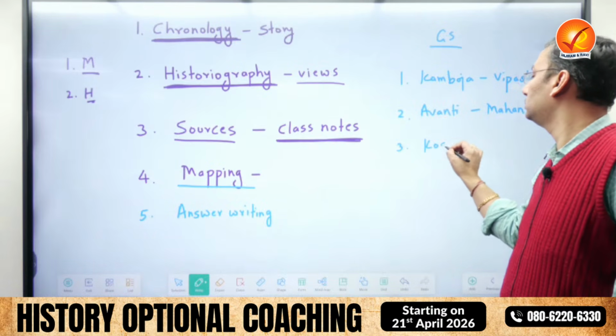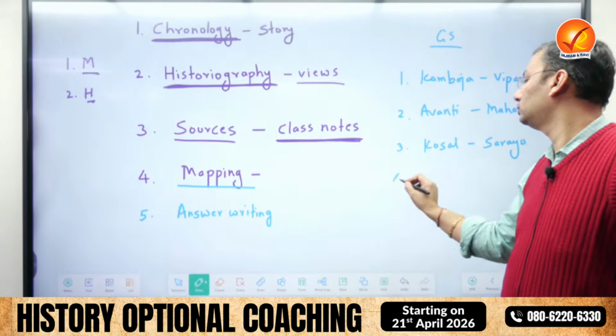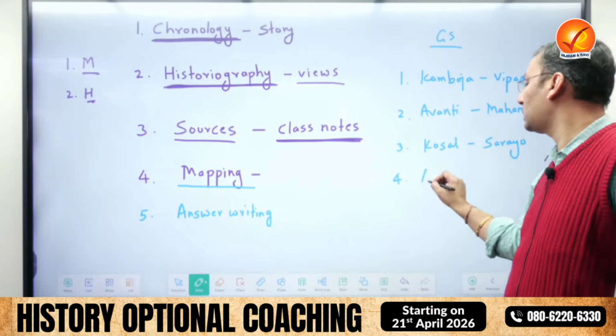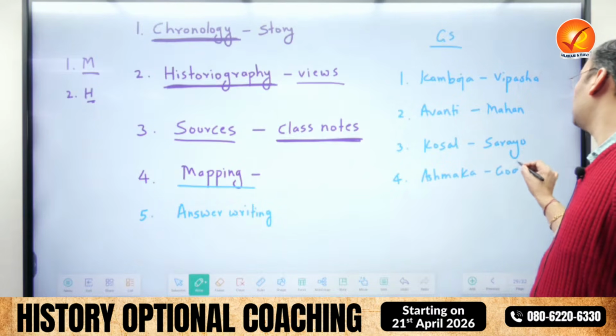Kosal. Sarayu. Ashmak. Godavari. How many are correct?